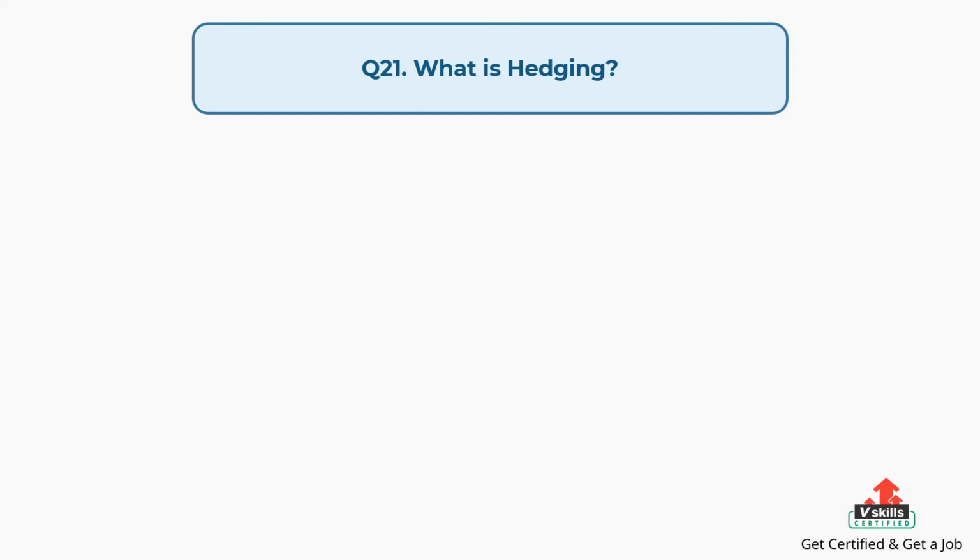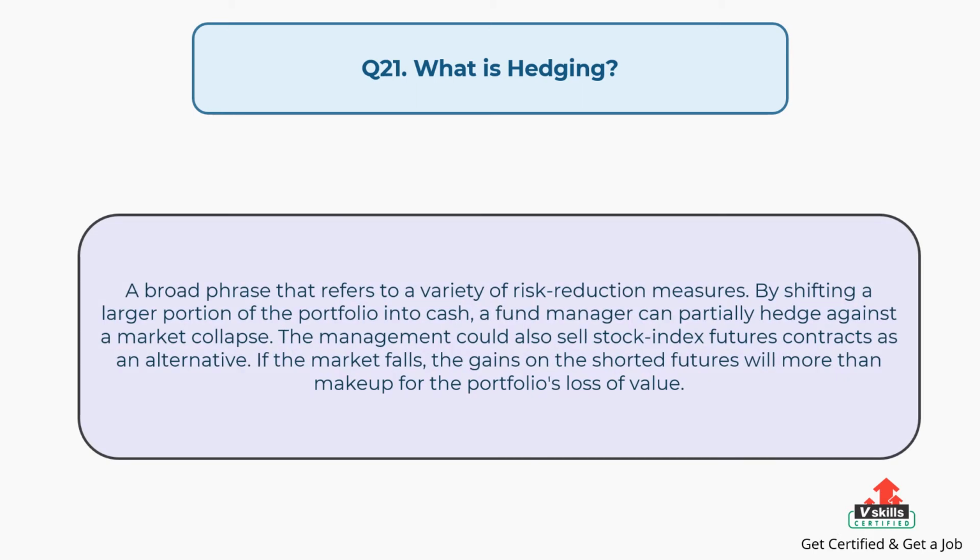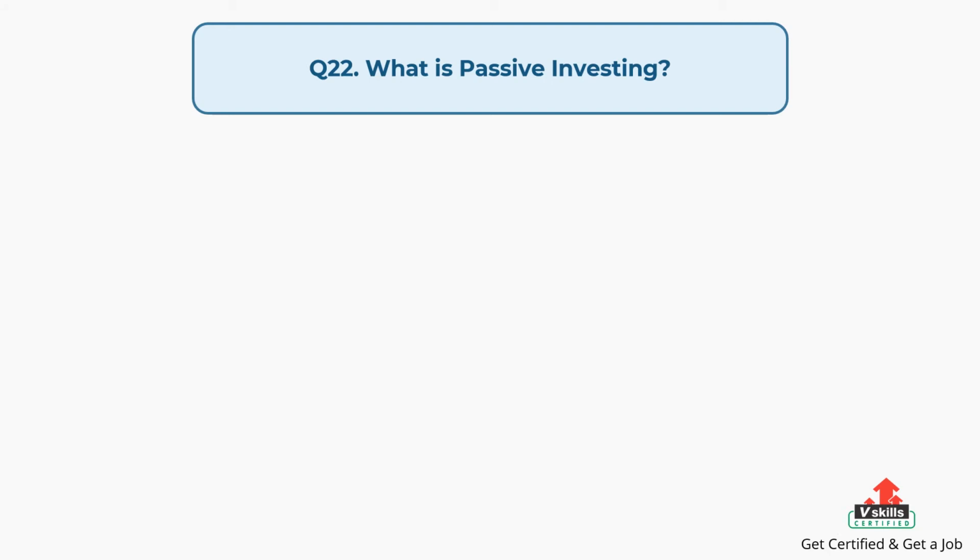Question number 21. What is hedging? The answer is a broad phrase that refers to a variety of risk reduction measures. By shifting a larger portion of the portfolio into cash, a fund manager can partially hedge against a market collapse. The management could also sell stock index futures contracts as an alternative. If the market falls, the gains on the shorted futures will more than make up for the portfolio's loss of value.